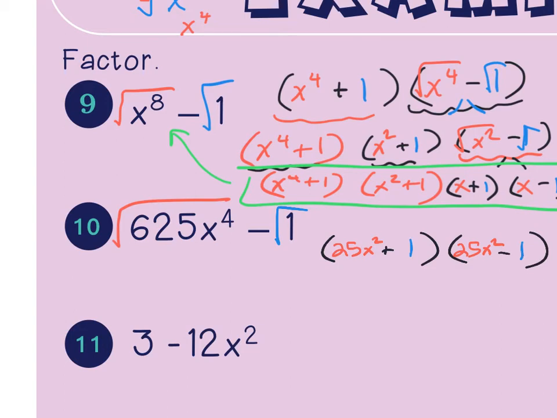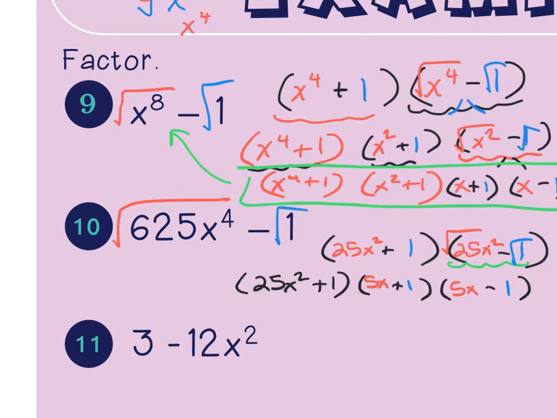Again, I'm going to check to see, can I still continue factoring? The first one is done, because it's the sum of two squares. However, this one, I can factor again, still the difference of two squares, square root the 25, x squared, and I get 5x, square root the 1, and I get 1, and then 1's a plus sign, 1's a minus sign. And now I'm done. I can't factor any further. Try the next one.